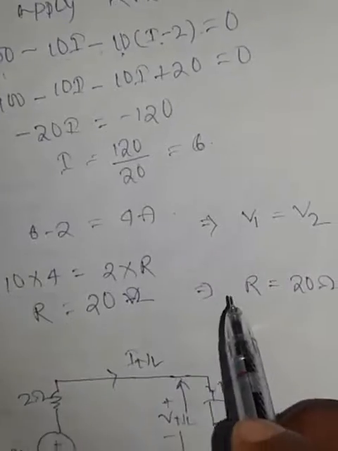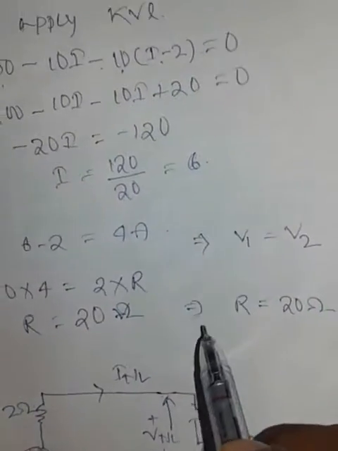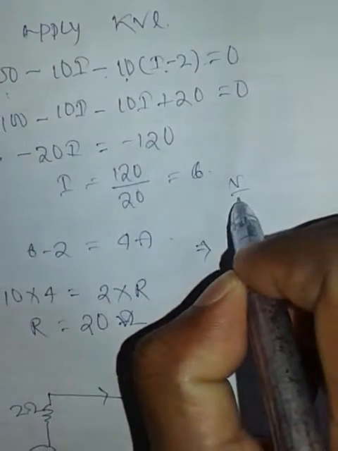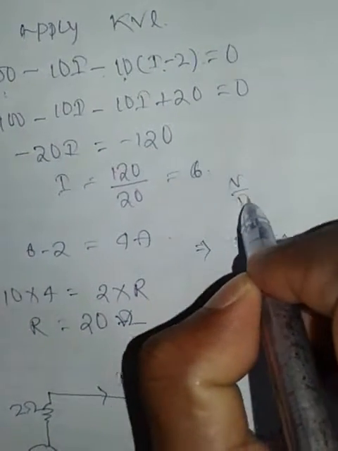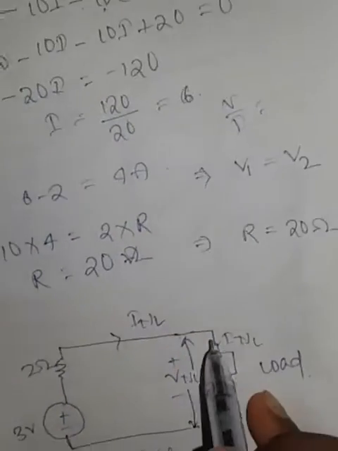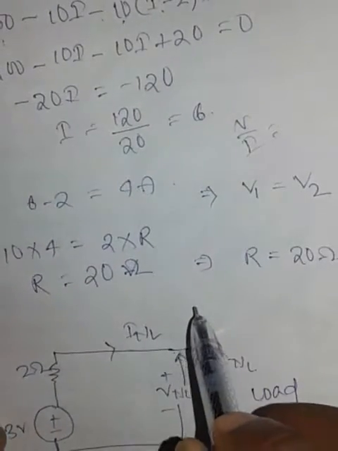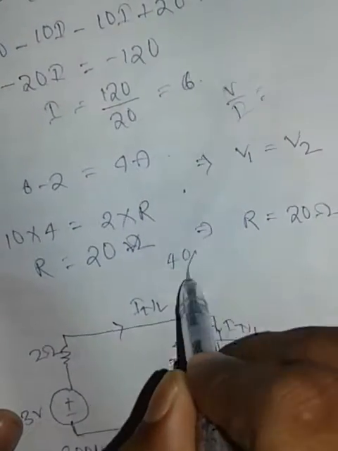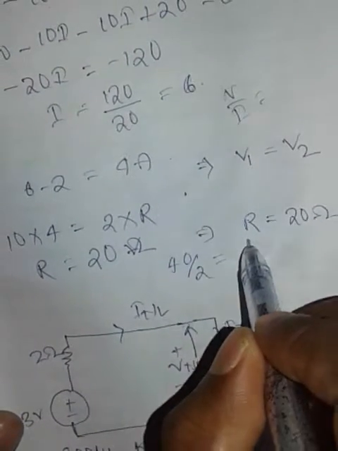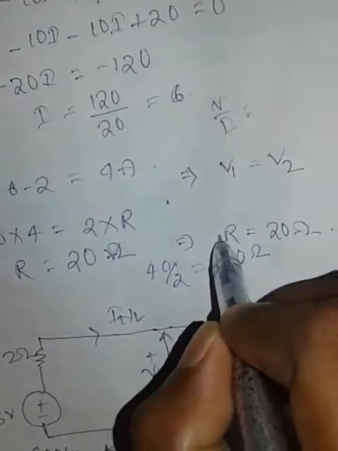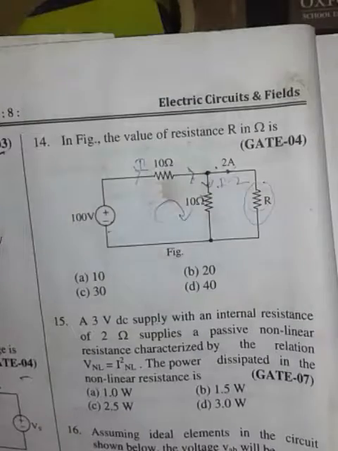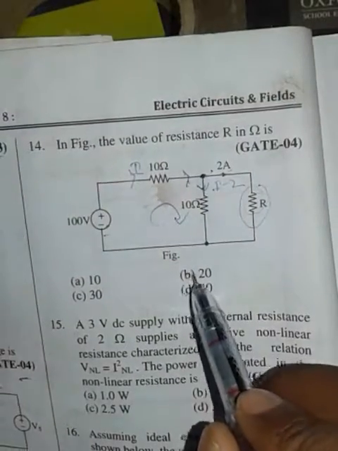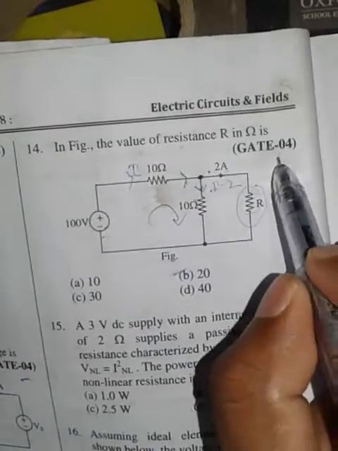So the resistance will be voltage by current. So voltage across will be 40 volt, current will be 2, so resistance will be 20 ohm. So resistance is 20 ohm. So the given option B is the correct answer. This is asked in 2004.